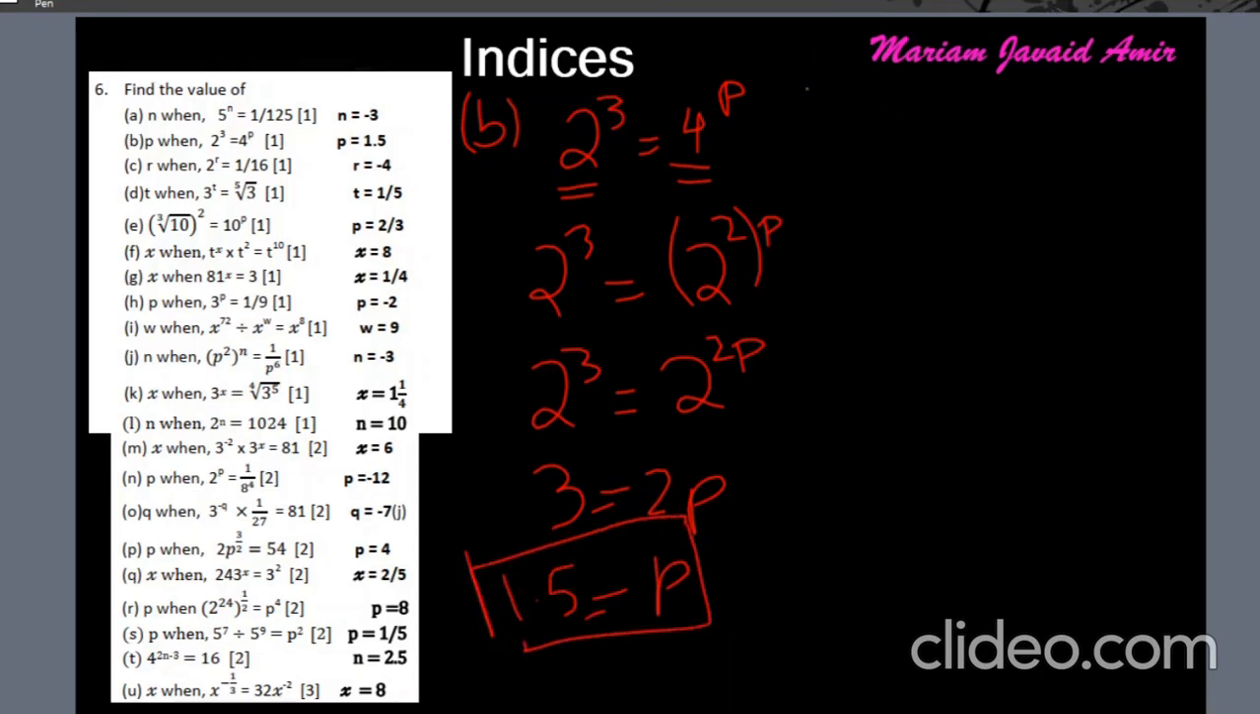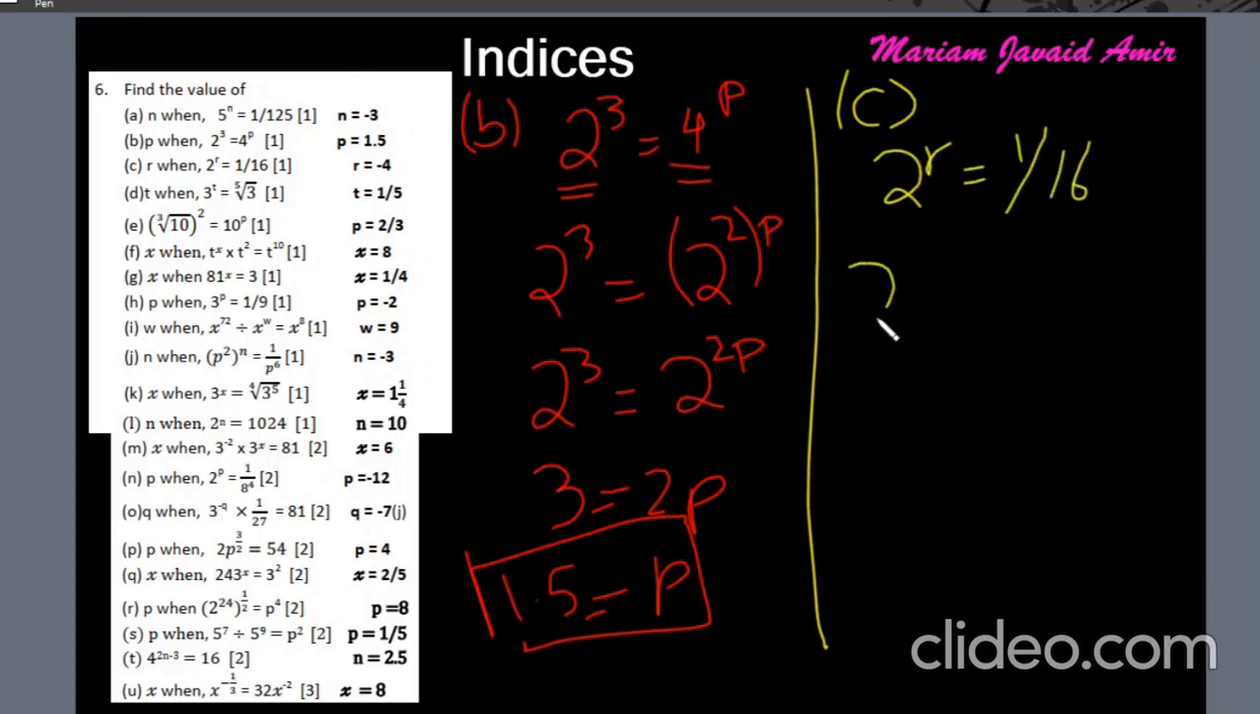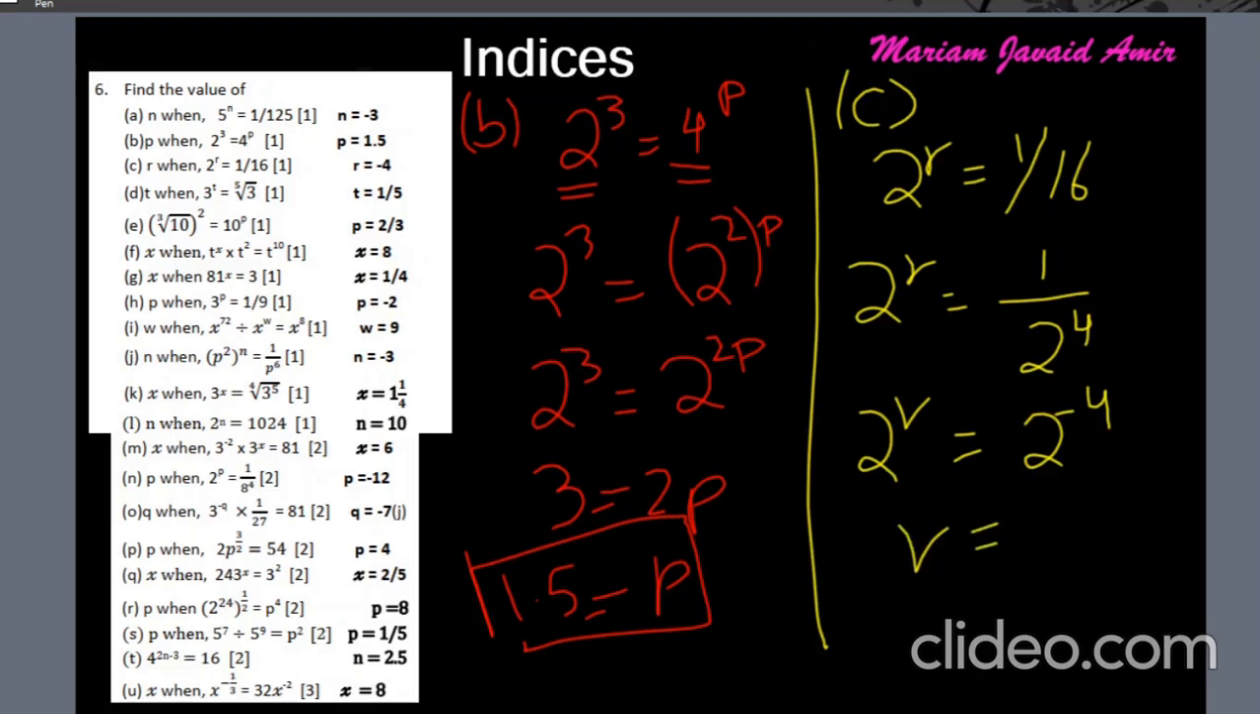Part C is find r when 2 power r equals 1/16. So 2 power r equals 1 over 2 power 4. 2 power r equals 2 power minus 4. So r equals minus 4. When we take this to the numerator, the sign of the power changes.